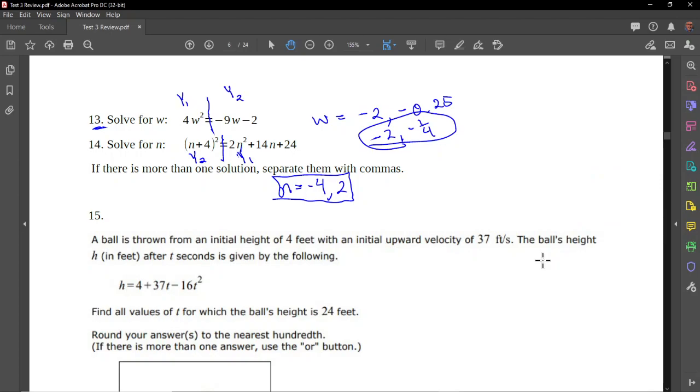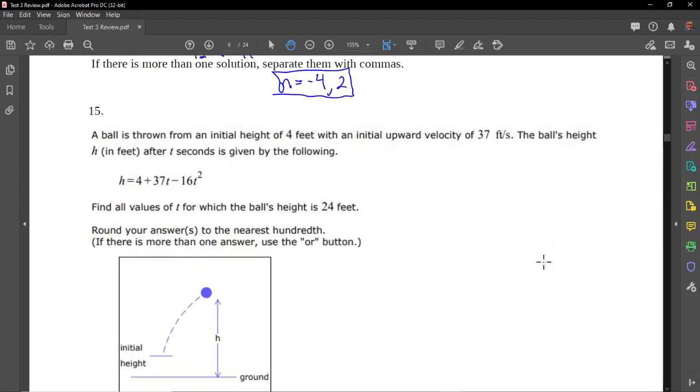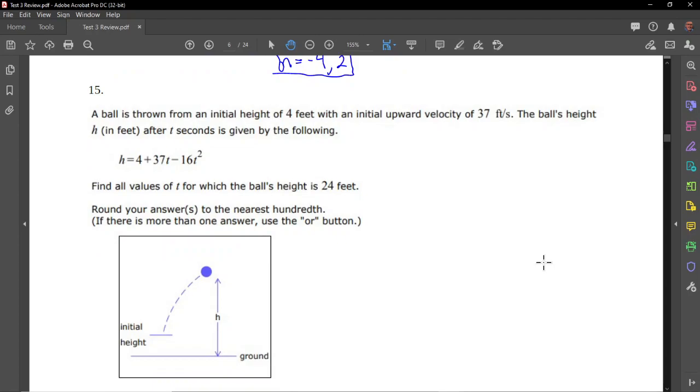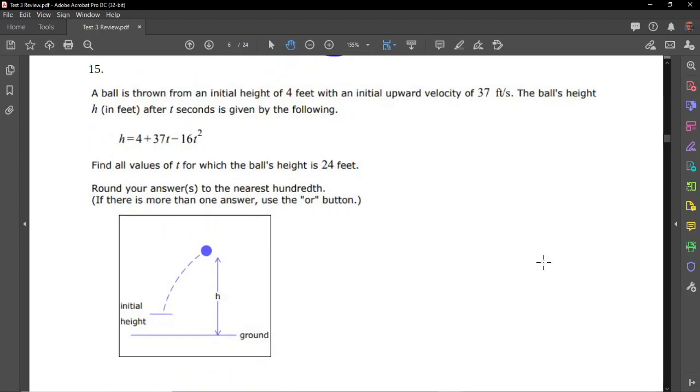And while we're here, let's go ahead and talk about 15, because we're going to use the same features here, but this isn't a word problem. What I'm going to focus on is first I've got an equation. Okay, so if I graph this thing, I'll get the graph. Find all values for t for which the ball's height is 24. So the height is the output.